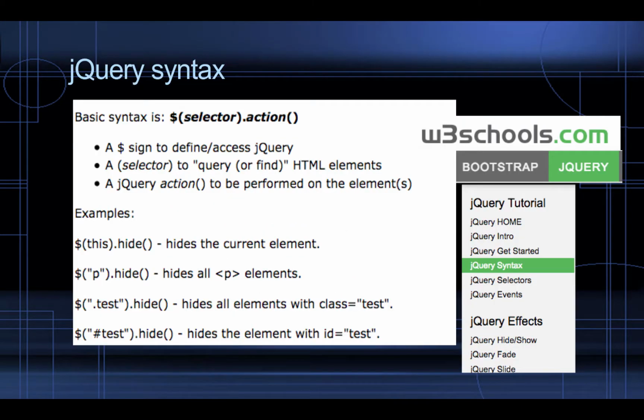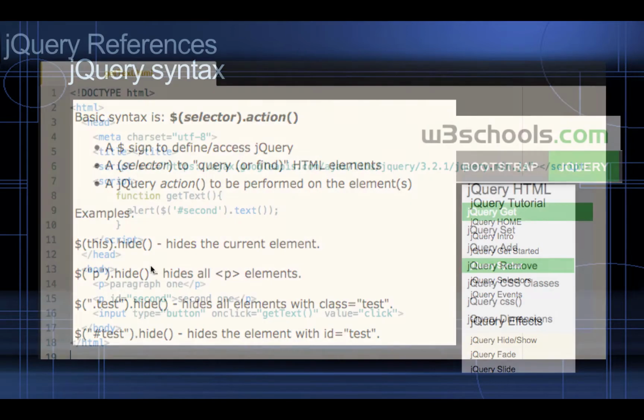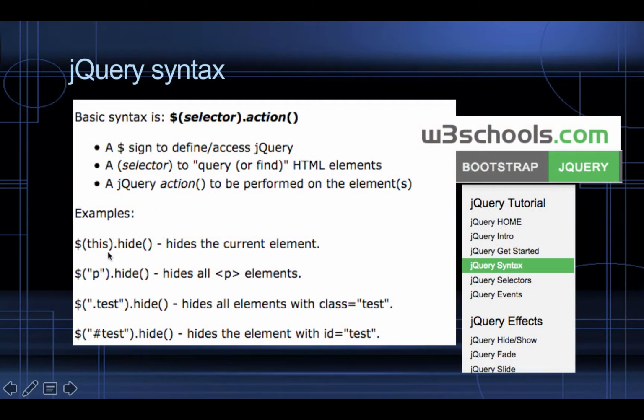The idea here is that you use your selector, and then you can use all types of methods that are available to do something with that selector. This one's hiding the selector, for example. This simply means the current element that you're referring to, but let's make it simpler. This would be the P tag. Hide all the P elements. Hide all the elements that have a class name of test, etc.